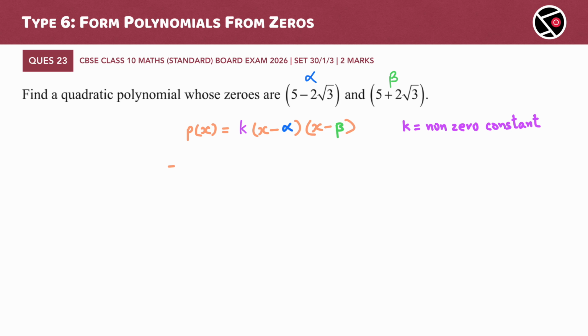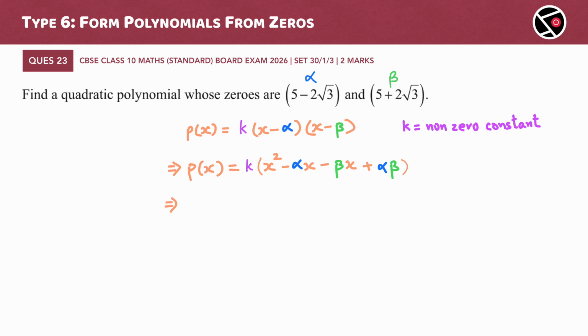Expanding the equation, p of x equals k times x square minus alpha x minus beta x plus alpha beta, or p of x equals k times x square minus alpha plus beta x plus alpha beta.